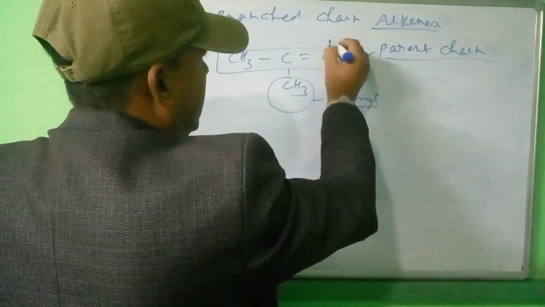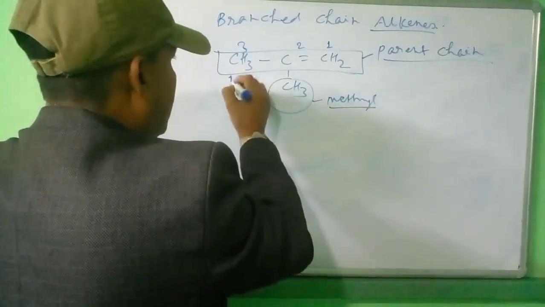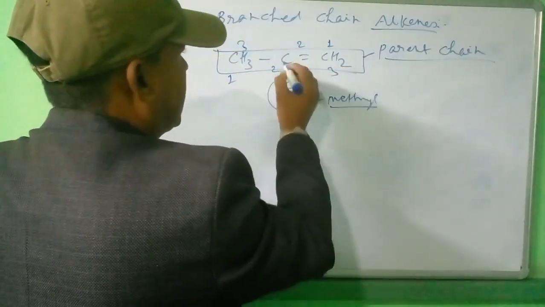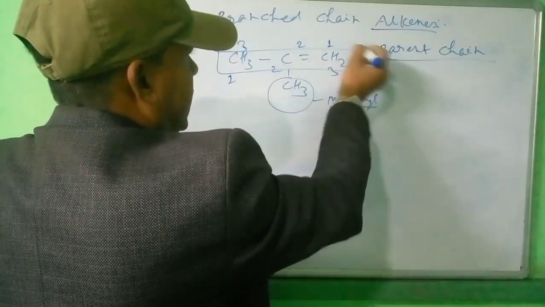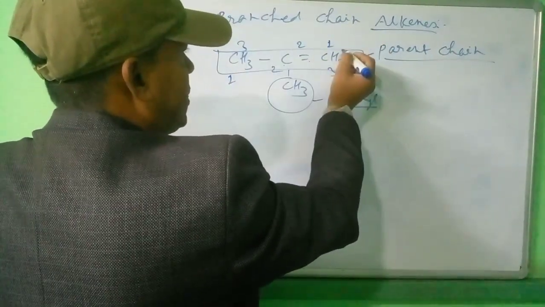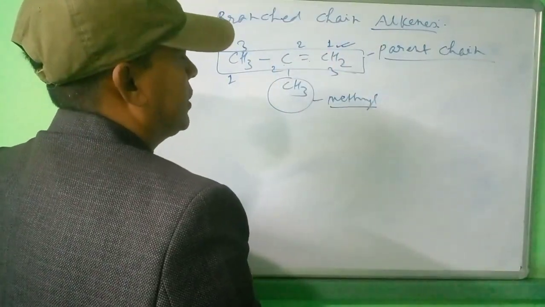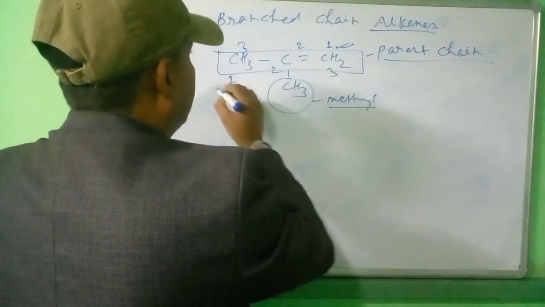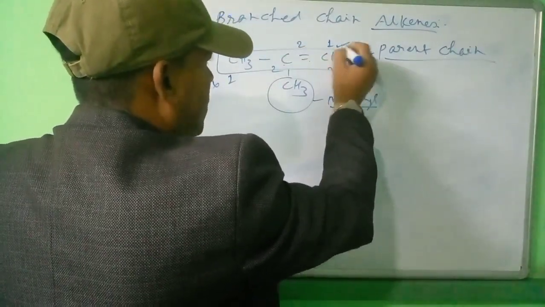Here the double bond is at 1, 2, 3. If you number left to right, 1, 2, 3, the double bond is on the second carbon. When you number right to left, the double bond is on the first carbon. So this way is the correct way, and left to right is incorrect.